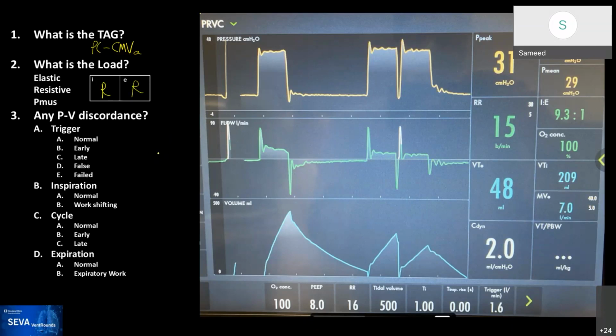For the trigger, I think there's normal triggering. But the second breath, where there's a machine triggered breath followed by a patient triggered breath, I would say this is just early cycling. Or if you want to put it on Twitter, it will be reverse triggering, but I would call it early cycling. So early trigger or early cycle? Early cycle. I would say early cycle. Okay.